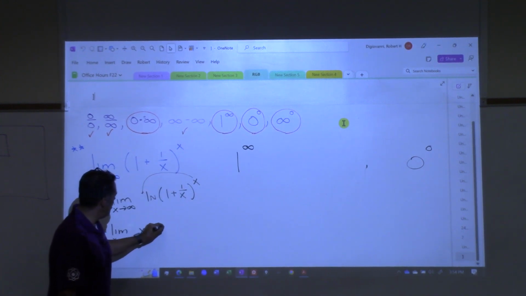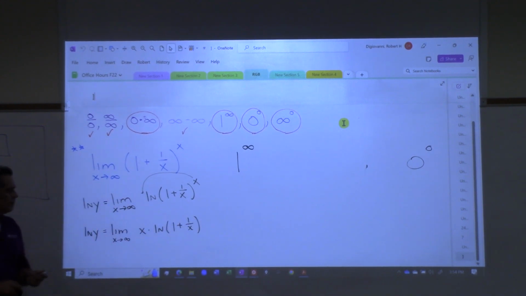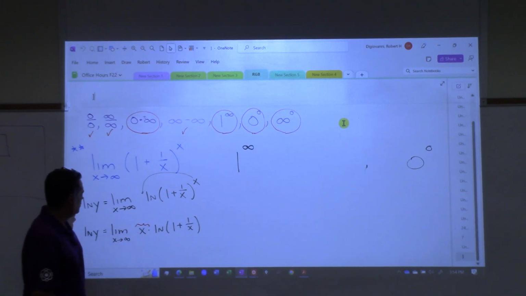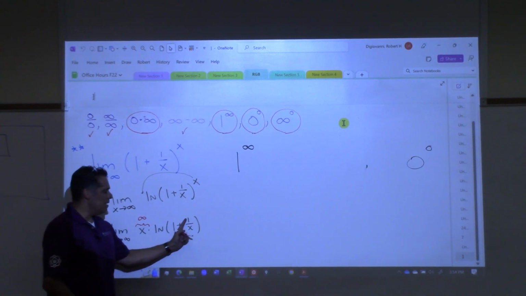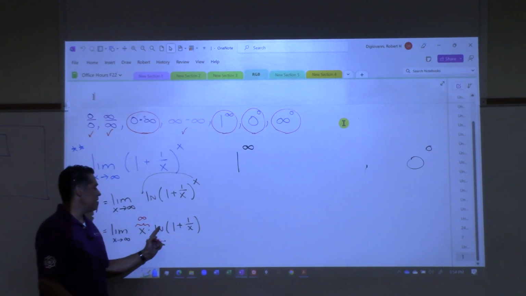X times natural log of 1 plus 1 over x. You can't pop that x out in front unless you have a natural log, right? You're not just allowed to pull powers out. You have to have the log. Let's check to see what happens. As x goes to infinity, this goes where? Infinity. Okay. As x goes to infinity, what's 1 over infinity? 0 plus 1, 1. And what's natural log of 1?